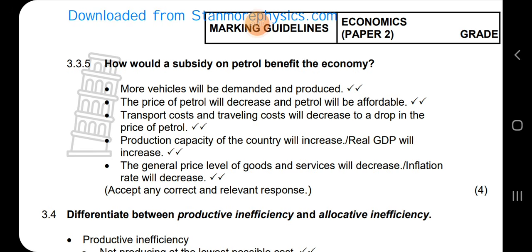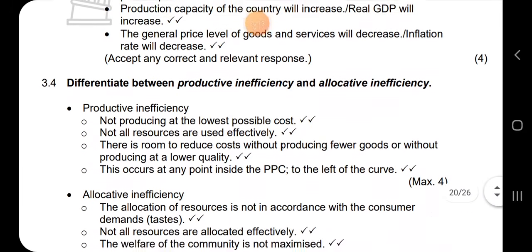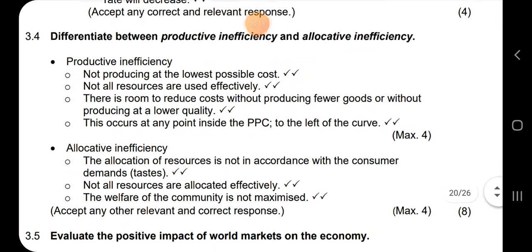More vehicles will be demanded and produced because people can afford petrol. The petrol price will decrease and petrol will be affordable. Transport costs and traveling costs will decrease due to a drop in the price of petrol. And you can study those on your own.